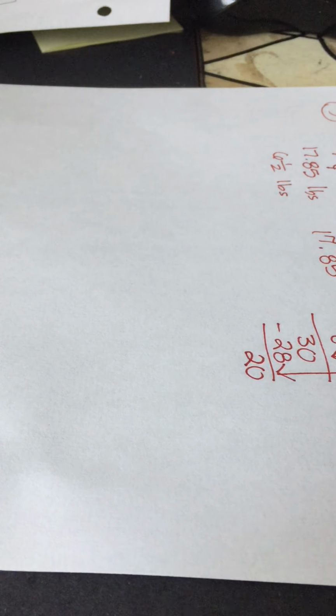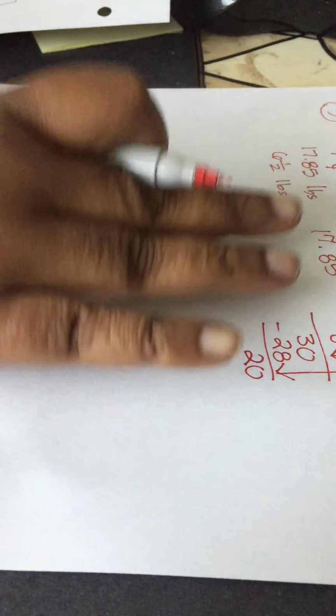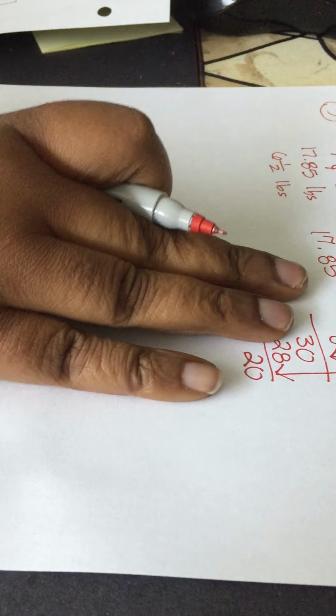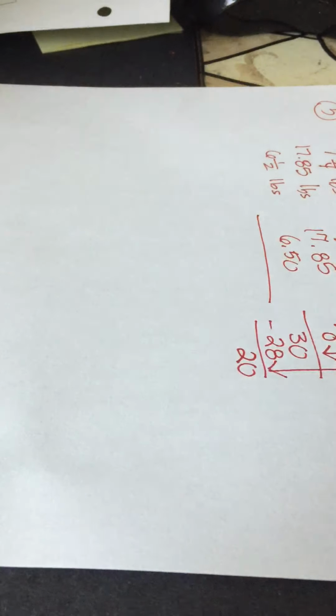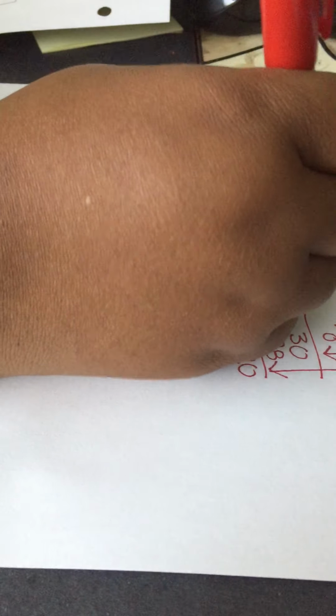So we have our 17.85 pounds of chicken, and we all know that 1/2 is the same as 0.5 or 0.50. Since the other decimals are written to 2 places past the decimal, we're going to do that as well. So instead of writing 6.5, we're going to write 6.50. And now we're going to add.